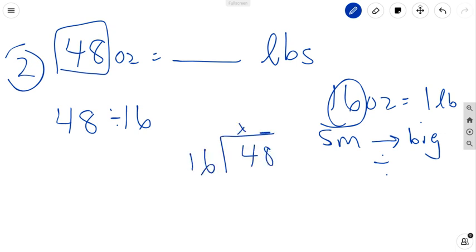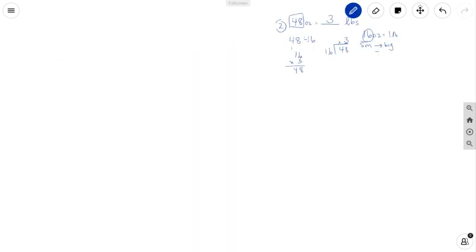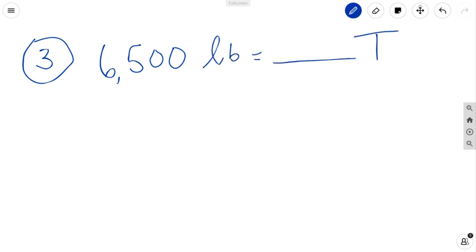I'm looking for one digit. Let's do 16 times 3. 6 times 3 is 18. There you go, 48. So 48 ounces is equal to 3 pounds. Let's do another one. Let's do 6,500 pounds. I want to know how many tons that is.